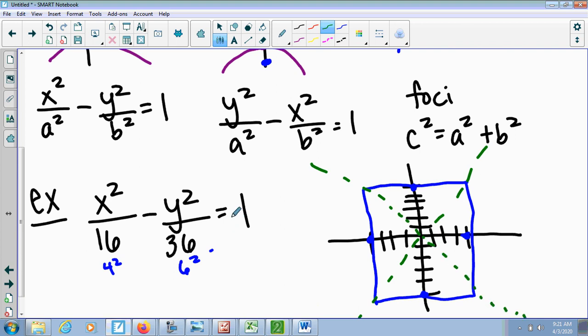Okay? So you use those numbers to draw your rectangle and then your asymptotes. And then you look and remember, was it an x or was it a y? So this was an x hyperbola, so it's going to be side to side. So your vertices of these are going to be on these points. Since it's side to side, it's the ones that are on the x-axis.